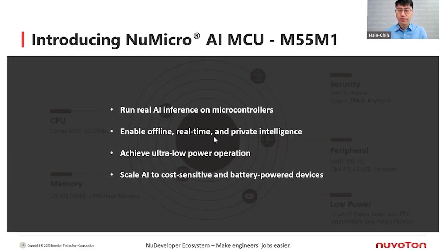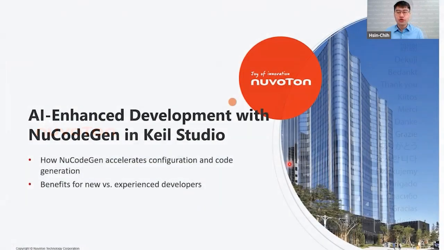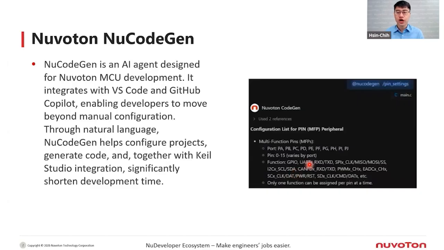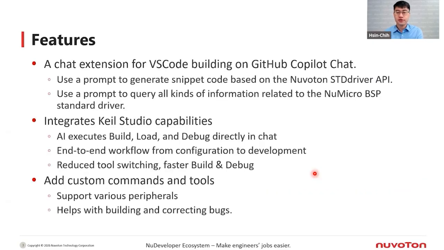Next, we will talk about AI-enhanced development with NuCodeGen in Keil Studio. I would like to introduce NuCodeGen, an AI-assisted development tool designed for Nuvoton microcontroller development. NuCodeGen helps developers move beyond manual configuration by using natural language to generate code and manage the entire development workflow more efficiently. This slide highlights the core capabilities of NuCodeGen.